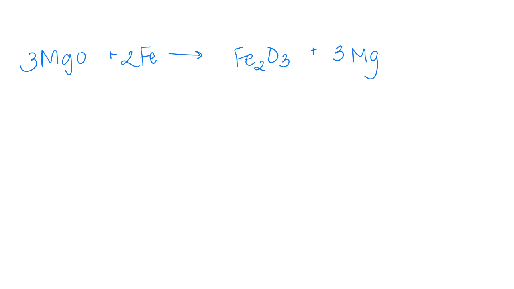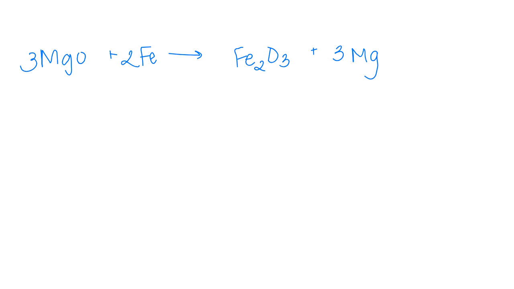So the first thing that we need to do in order to determine what's being oxidized or reduced is to find our oxidation states. So go ahead and pause the video, take a second to try and figure out the oxidation state of each of these elements, and then we're going to figure out what's being oxidized and what's being reduced.